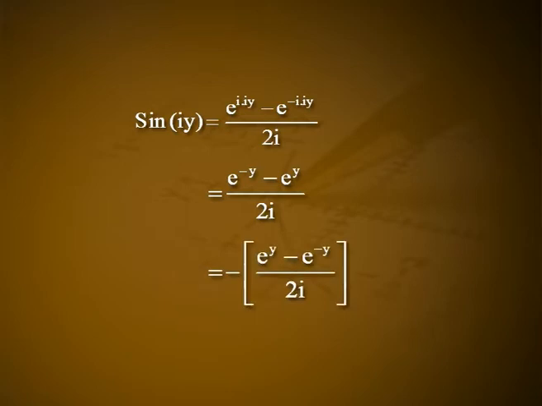Sin iy is equal to (e^(i·iy) − e^(−i·iy)) / 2i, which is equal to (e^(−y) − e^y) / 2i, which is equal to −(e^y − e^(−y)) / 2i, which is equal to (e^y − e^(−y)) / 2i into i squared, which is equal to i into (e^y − e^(−y)) / 2, which is i sinh y. Now consider cos iy.